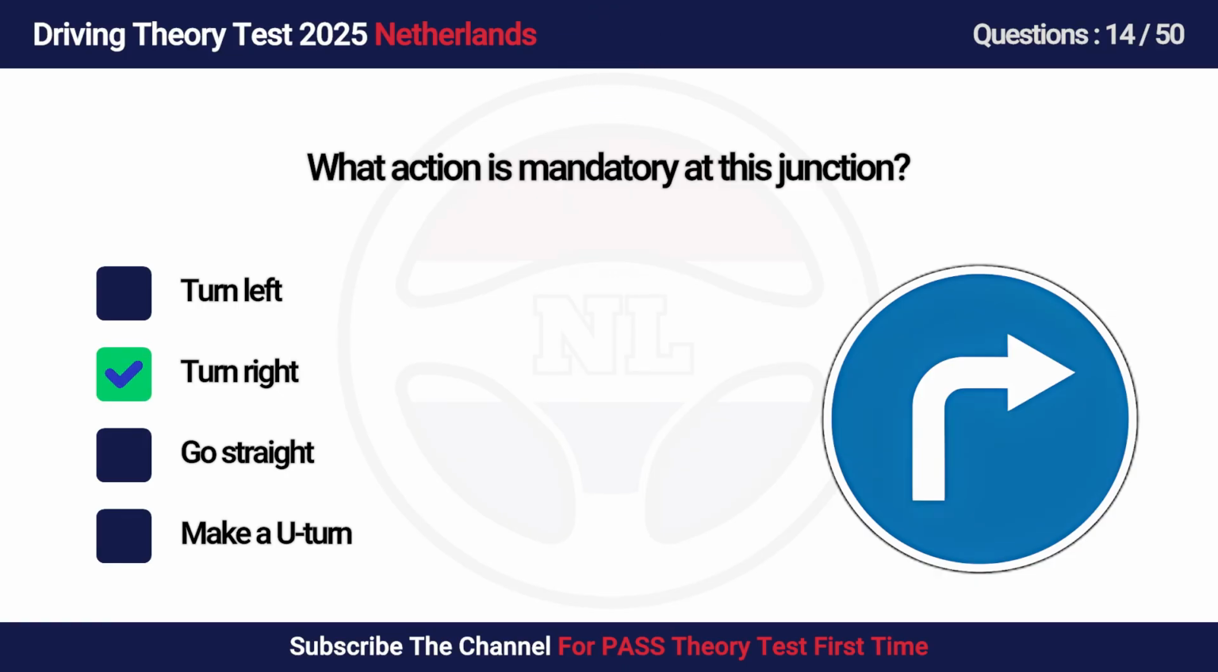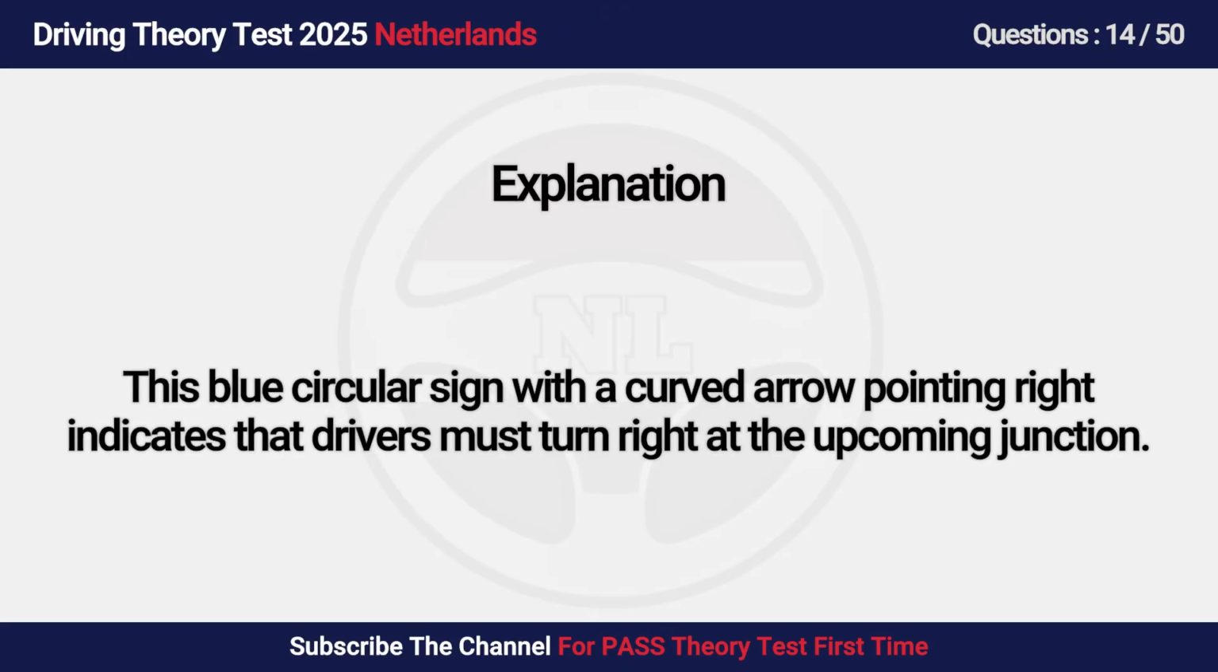Answer is B. Turn right. This blue circular sign with a curved arrow pointing right indicates that drivers must turn right at the upcoming junction.